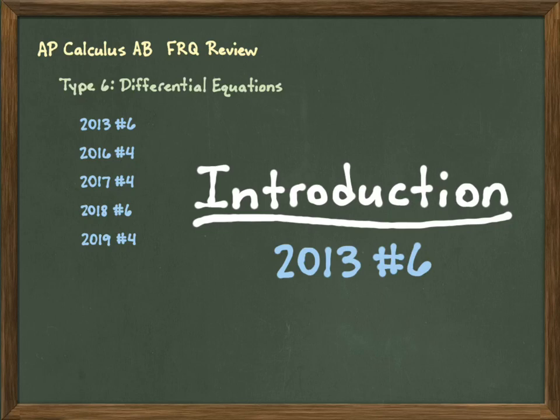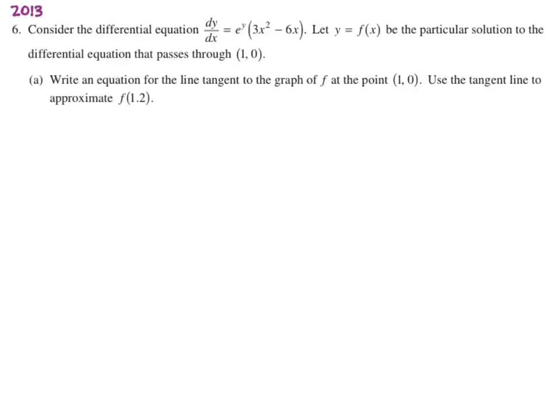We're going to look at number 6 of 2013. This is a non-calculator problem. So let's go ahead and do this one together and see how we do. Number 6 says consider the differential equation dy/dx equals e to the y times 3x squared minus 6x. Let y equal f of x be a particular solution to the differential equation that passes through the point (1, 0).